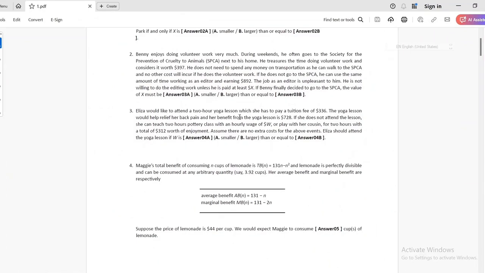Eliza would like to attend a 2-hour yoga lesson. She has to pay a tuition fee of $336. Her benefit from the yoga lesson is $728. And if she does not attend the lesson, she would earn $W per hour or play with her cousin for 2 hours, and the total enjoyment is worth $312. Now she decides to attend the yoga lesson. So what should be the value of W?